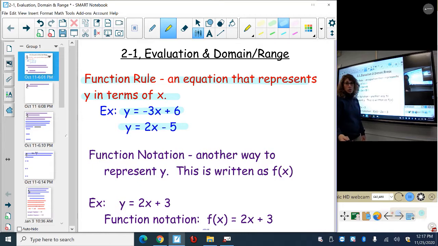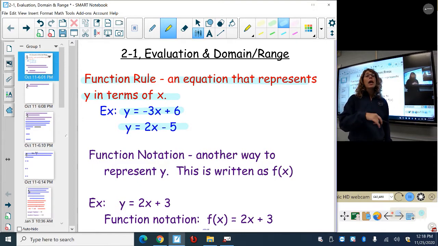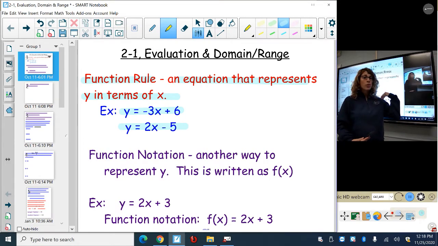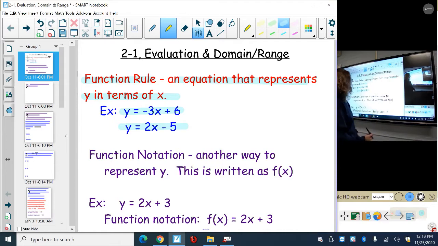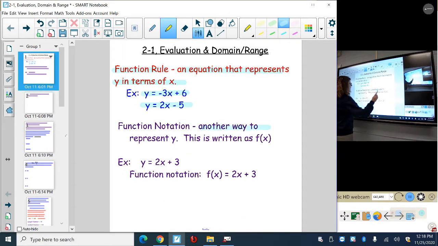This is a function rule of 2x minus 5, meaning when I plug in a value for x, I can chug out an answer for y. We have the independent x value corresponding to the dependent y value. Okay? Now, function notation is another way to represent y. So you get rid of the y, and in place of it, you simply put f of x.